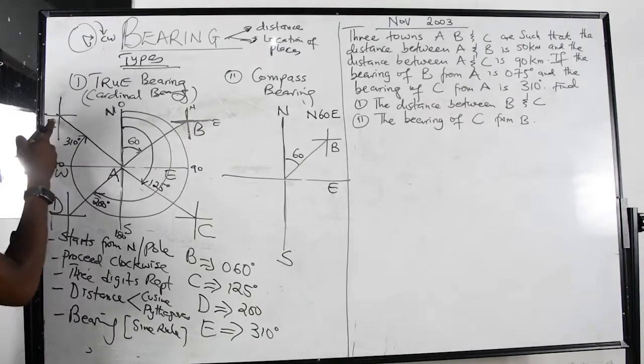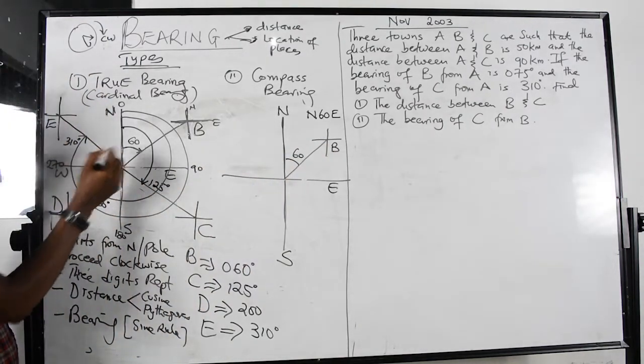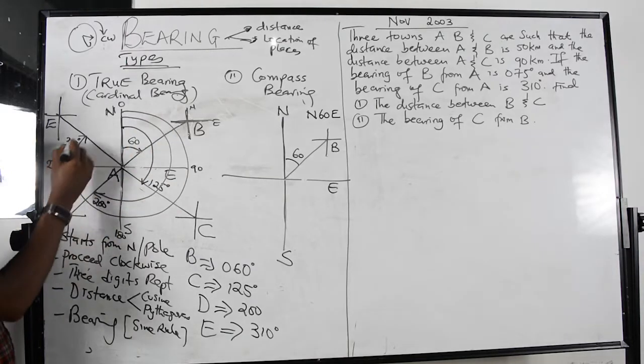Now I still want to locate E. E can be located also. This is B. I want to locate E. So remember, I went this way up to 310.